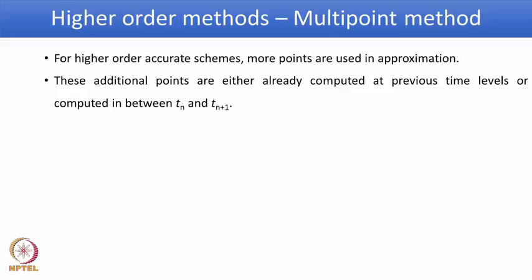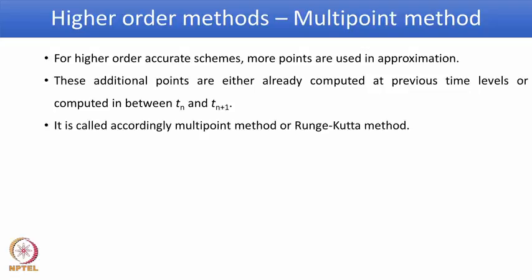So, for example, you are at current time level n plus 1, you have values at n, just the immediate previous time level. You also have a value at previous time level n minus 1 or n minus 2. So, this is one possibility, or the difference between time n and time n plus 1 can be divided into a number of points, and values can be computed at these intermediate points. Such a scheme is also a multi-point method. It is called accordingly multi-point methods, and there are multiple options available.